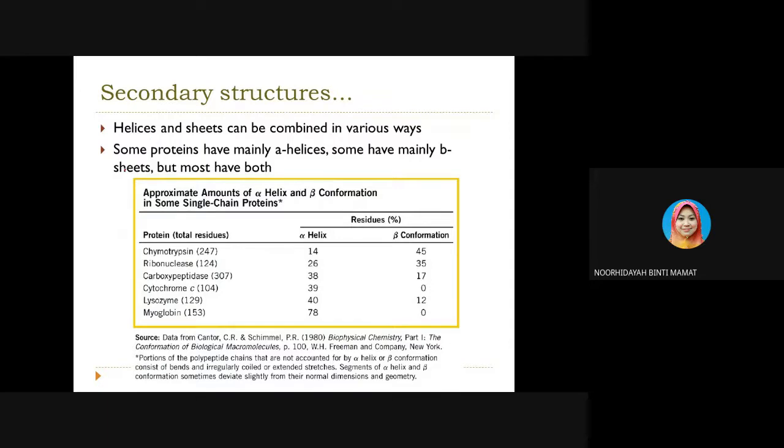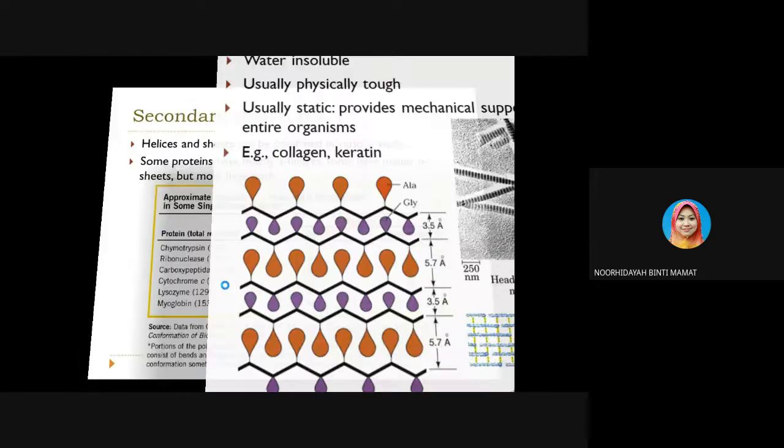ways. So some proteins mainly have the alpha helix, for example, cytochrome. We also have myoglobin, but some have mainly beta sheet, okay? But most proteins have both alpha helix and beta sheet secondary structures, okay? For example, we have chymotrypsin, ribonuclease, carboxypeptidase, lysozyme, right?